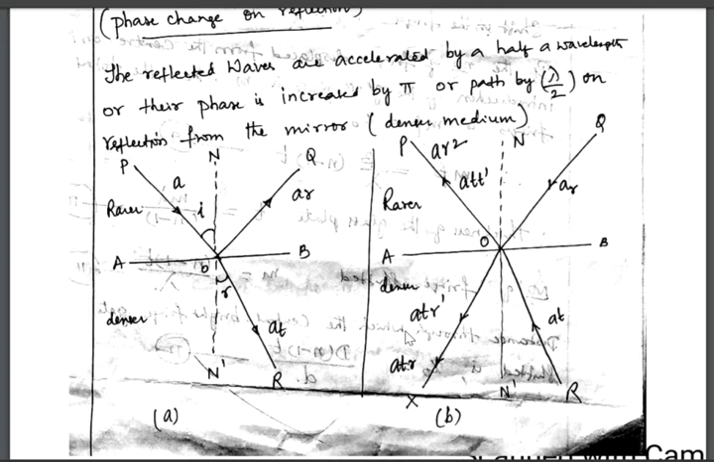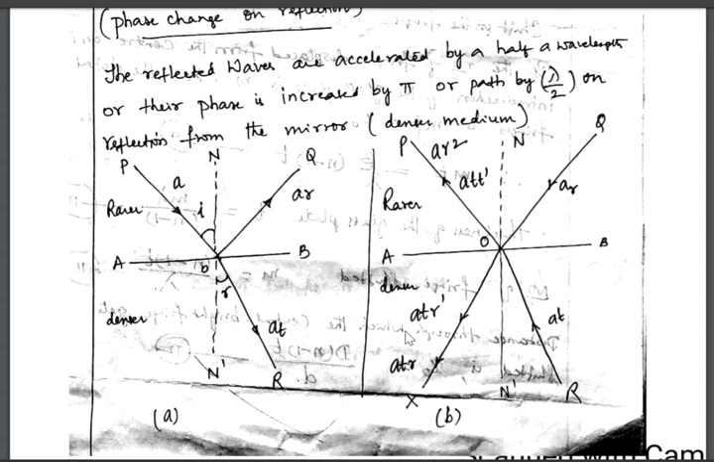PO is an incident ray, i is the angle of incidence, and N dash is a normal drawn to the surface AB at the point of incidence, that is point O. The angle between the incident ray and the normal is represented as i, which is the angle of incidence. The reflected part of the ray is OQ. OQ is the reflected ray, and OR is the transmitted or refracted ray. Small r denotes the angle of refraction.